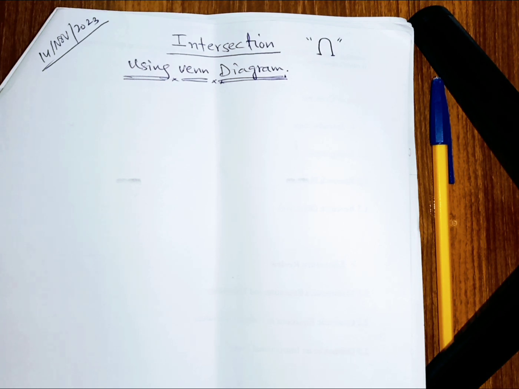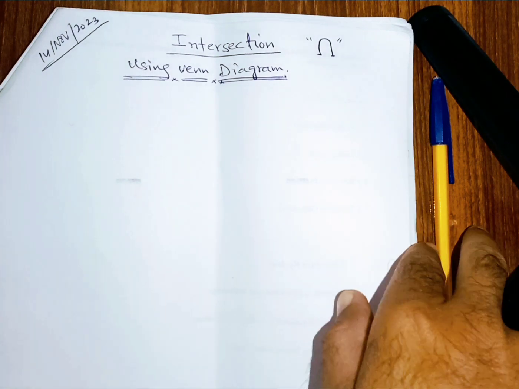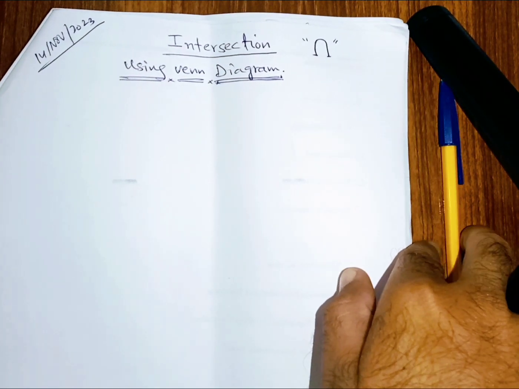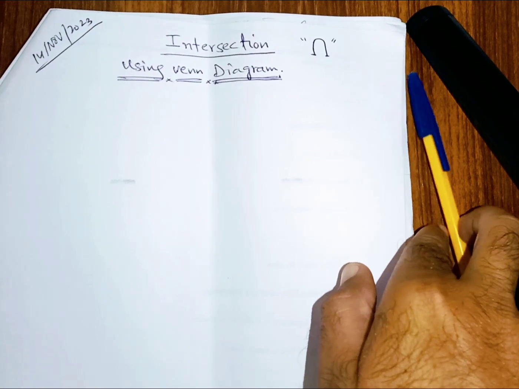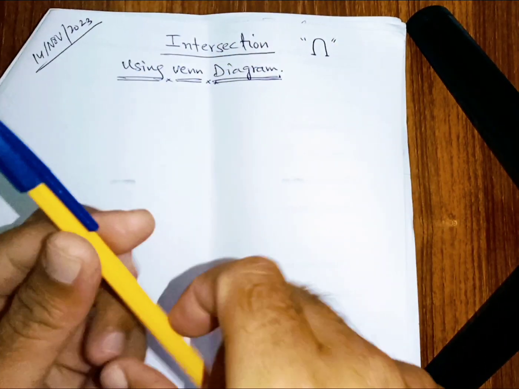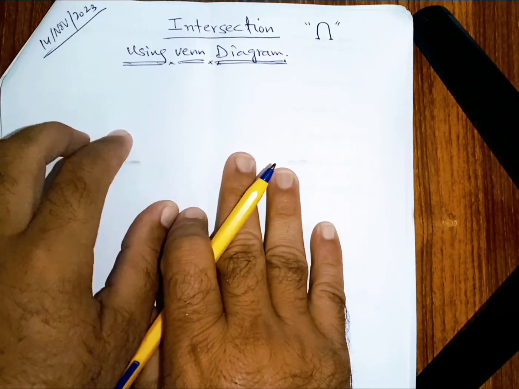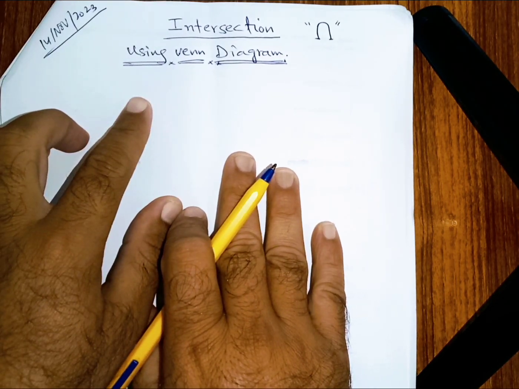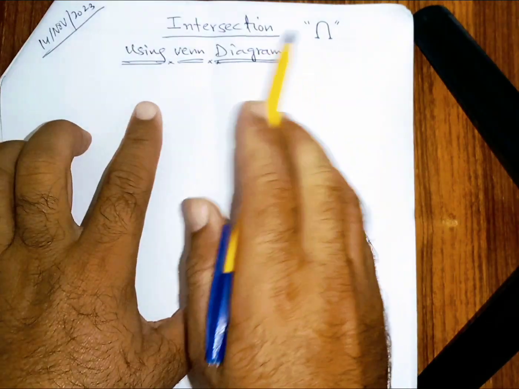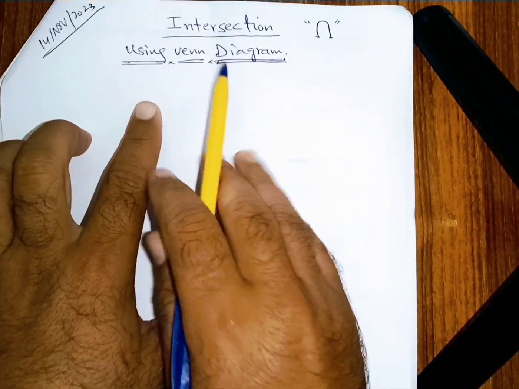In today's lecture, we will be discussing intersection, its operation in sets. So intersection we will be doing with the help of using Venn diagrams. As you all are aware, we have been using Venn diagrams to represent sets, and we also show different operations using Venn diagrams. So in today's lecture, we will be doing the operation of intersection using Venn diagrams.